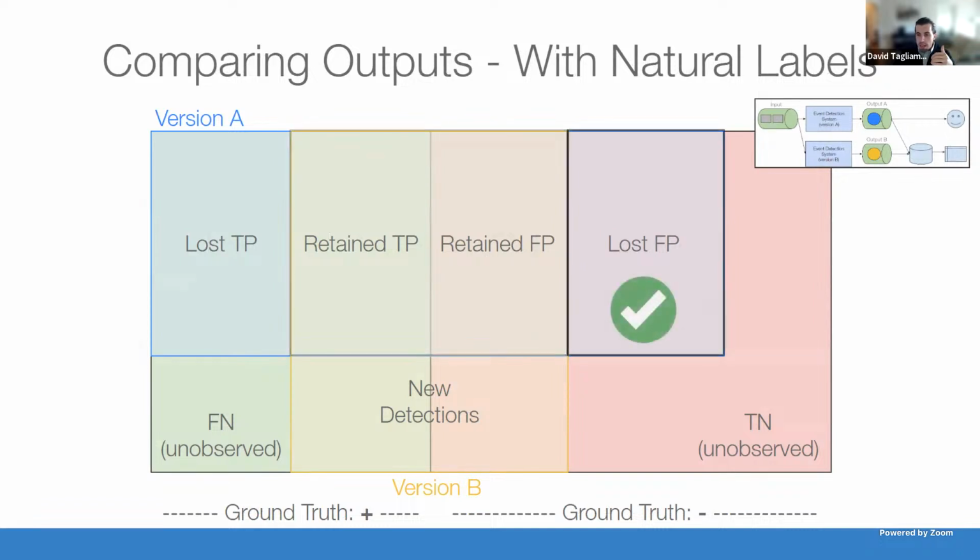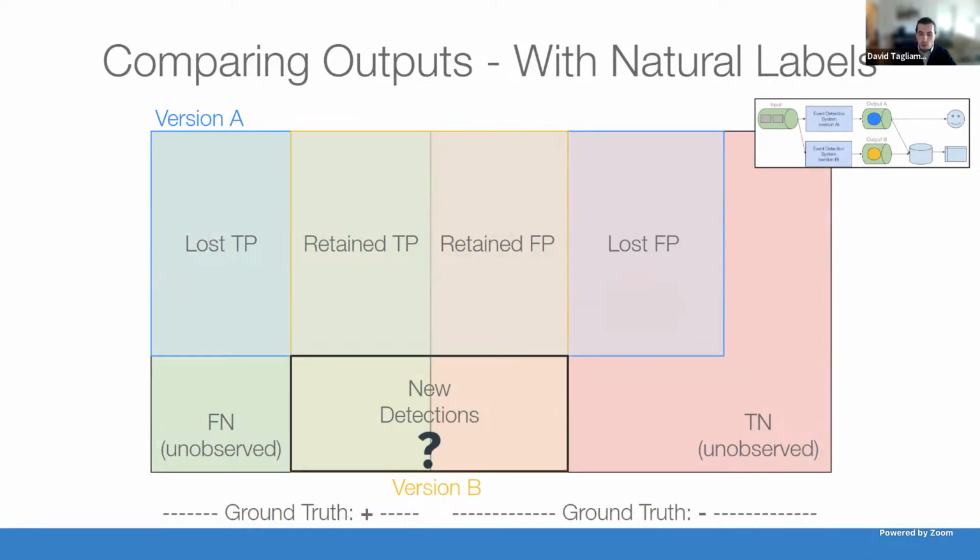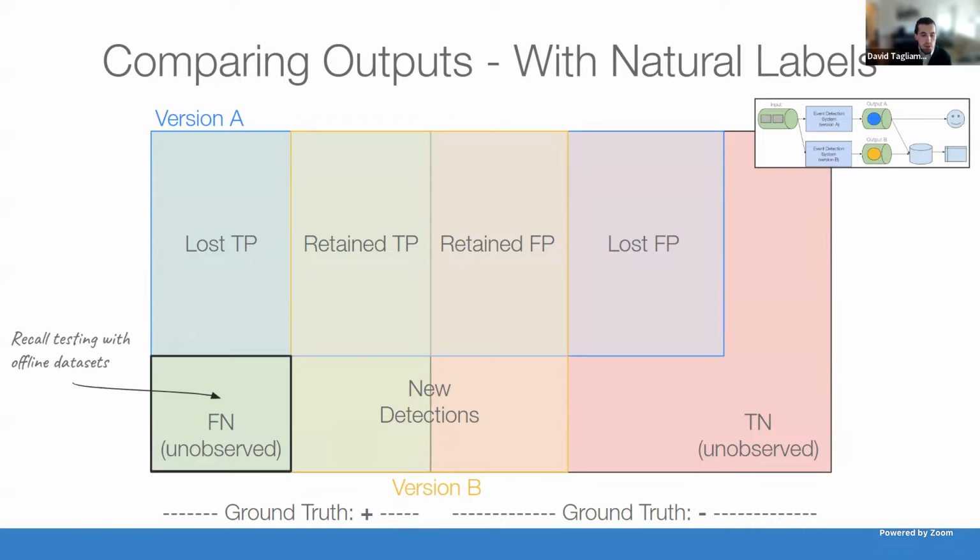And then on the right here, we have lost false positives. These were mistakes of version A, which are now eliminated by the new model. So these are typically good. And then you have this other category of new detections. Because only version A outputs get sent to the user, only these can possibly be annotated. Whereas for version B, you'd have to randomly sample some examples and see what is being detected, whether it's true or not.